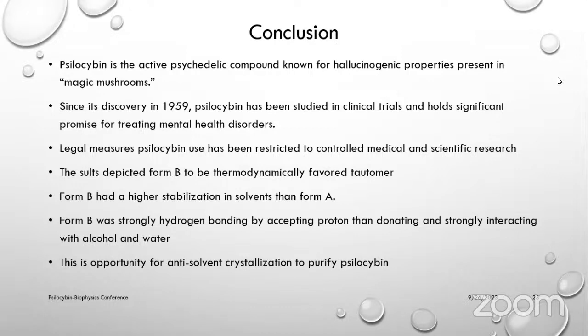From the results of our findings, we concluded that psilocybin form B is the thermodynamically favored tautomer of the two, compared to form A. Form B has higher stabilization in solvent than form A, and also form B has strong hydrogen bonding by accepting the proton rather than donating, as we have observed, and it has stronger interaction with most of the alcohols and the water.